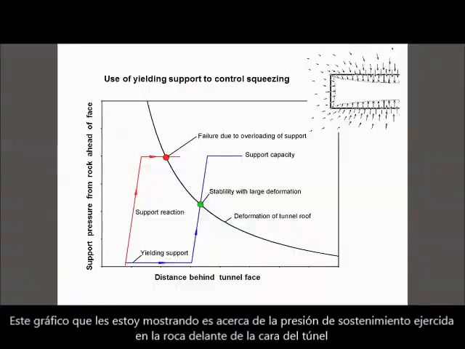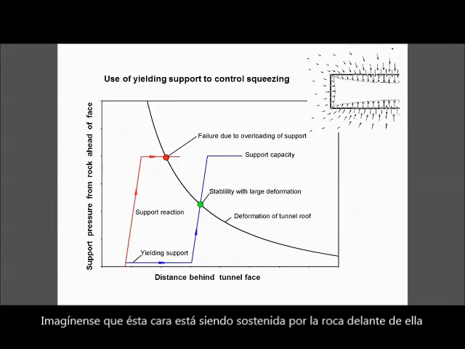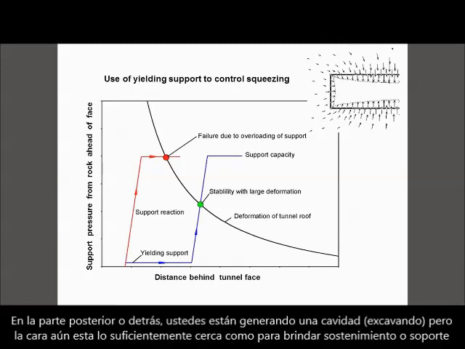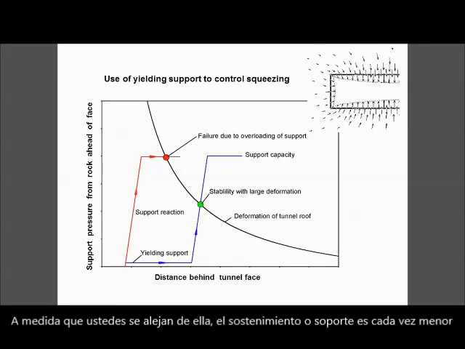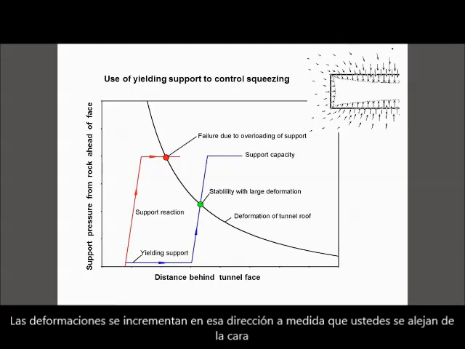So this plot here is of the support pressure from the rock ahead of the face. So imagine that the face is being supported by the rock in front of it. Behind it, you've created a cavity, but the face is still close enough that it's providing support. And as you move away from it, that support becomes less and less. So your deformation increases in this direction as you move away from the face.